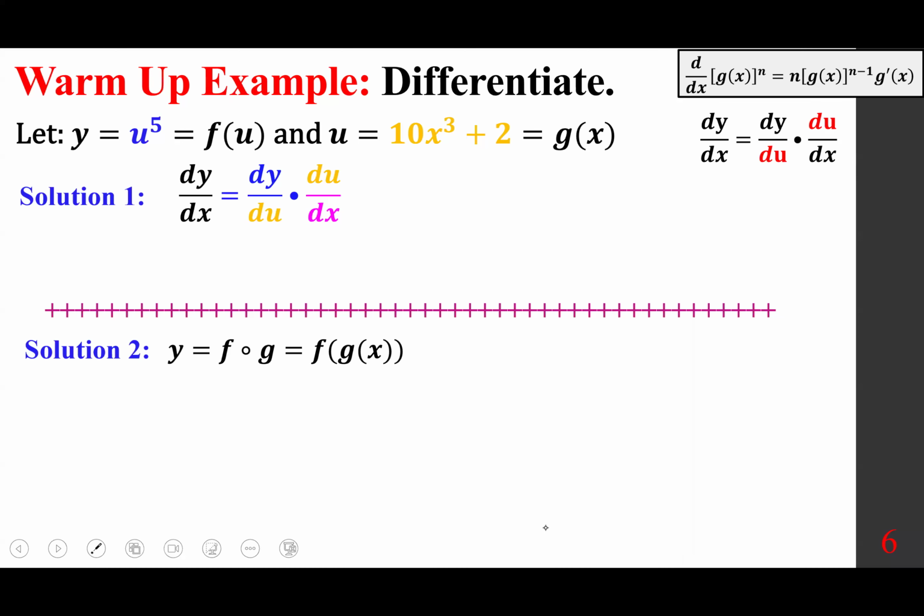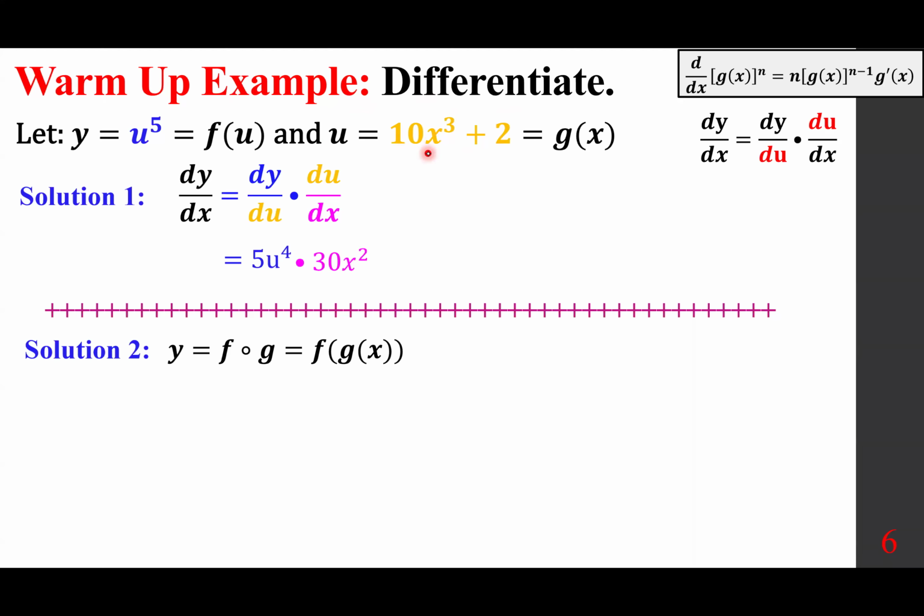Let's look at a warm-up example where y is a function of u to the power of 5, and u is a function of x, 10x cubed plus 2, or g of x. We want to differentiate it two ways. We're going to go with Leibniz's notation, dy du dx, first. So dy du means take the derivative of this with respect to u, and it's a simple case of the power rule, 5u to the power 4. Now du dx, take the derivative of this function with respect to x, which is simply 30x squared.